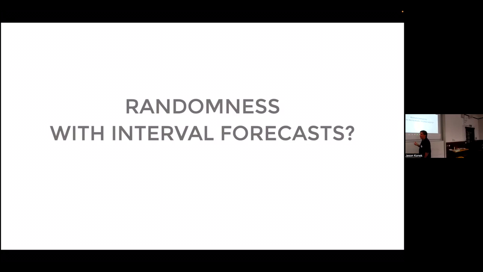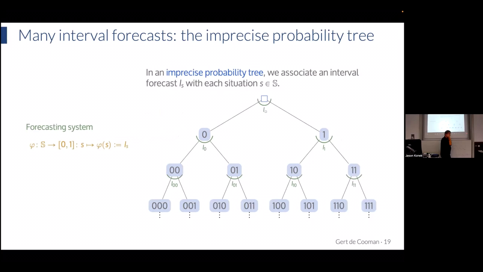So how do we define randomness for interval forecasts? Well, there's not much difference. The idea is the same. I have an imprecise probability tree. Rather than one half everywhere, I'm going to specify a forecast function that gives me an interval. So in each situation, the forecaster specifies an interval of probabilities for what is going to happen in the next event, for the next experiment, for the next outcome. And so I have the interval in the root, the interval after observing a zero, the interval after observing a one, the interval after observing a one and a one, and so on. In each of the nodes, in each of the situations, I now have an interval forecast.